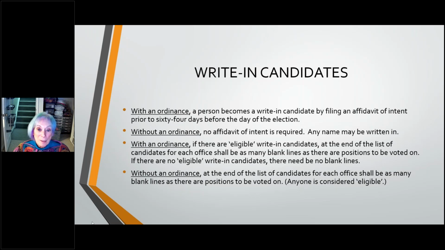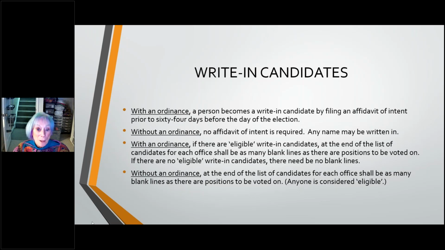If you don't have an ordinance, there's no affidavit of intent required, and any name can be written in at any time. So if you have an ordinance and you have the deadline, and they're considered to be eligible write-in candidates, after the end of the list of the names of people who filed petitions, you have a blank line. And so for the number of eligible write-in candidates, if you have 2 eligible write-in candidates, you have 2 blank lines, because somebody could vote on either, one or the other.